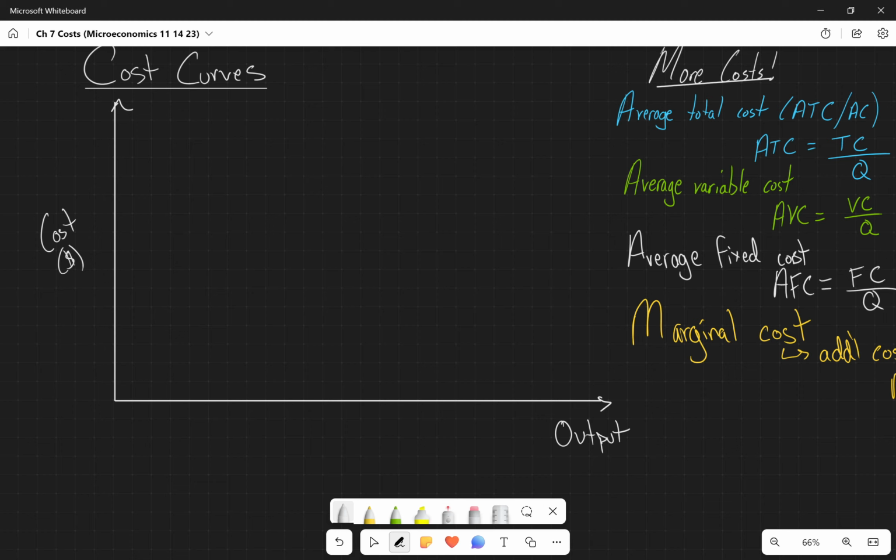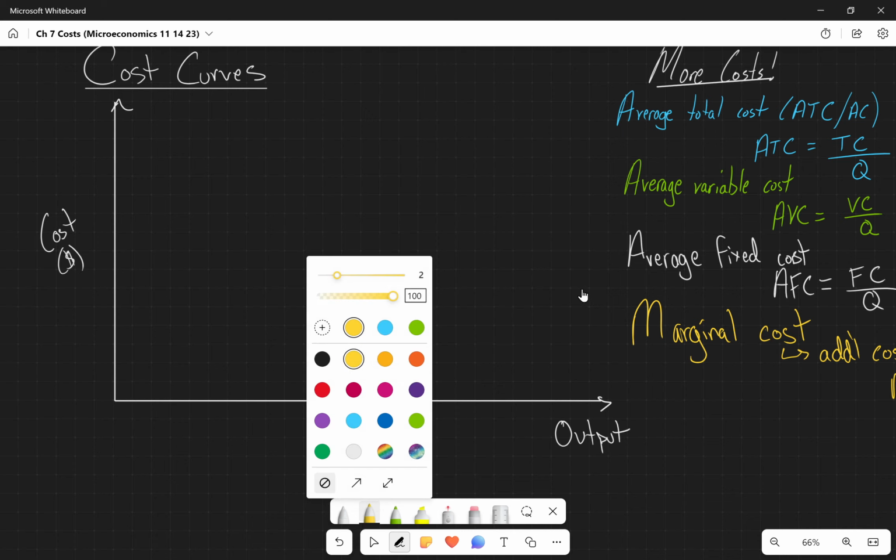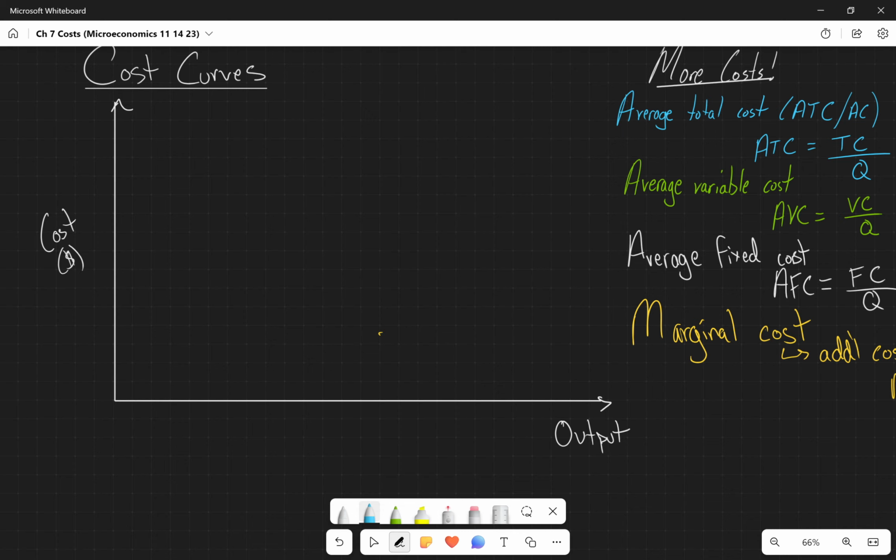All right, so now we get to the tricky part. It's very easy for us to understand definition-wise and even algebraically what these average costs are, but now we're going to be graphing these average costs. So the first one that we start with is our average total cost. Our average total cost is typically U-shaped, so it does something like this.